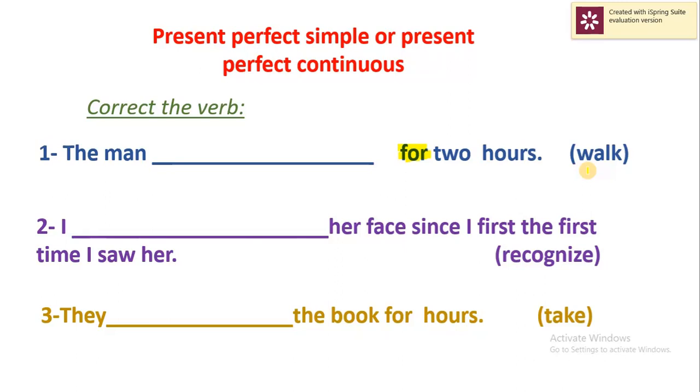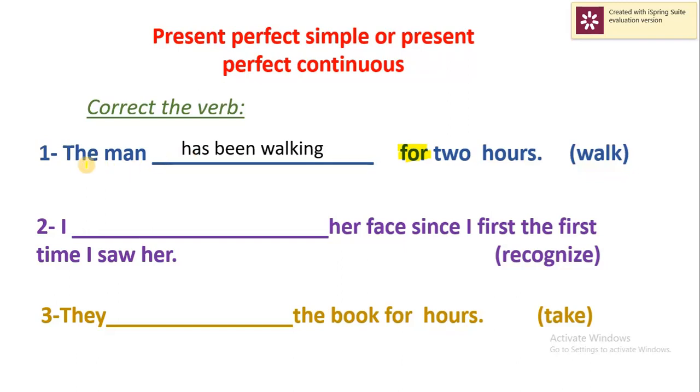The answer is going to be, here we have for, and there is no problem with the verb to add an ing. So here the answer is going to be, what do you think? Is it going to be has walked or has been walking? Yeah, you are right. It is has been walking. Why is it has been walking? Because here we have for, and as I told you before that, for is a keyword for the present perfect continuous. Good students, excellent.